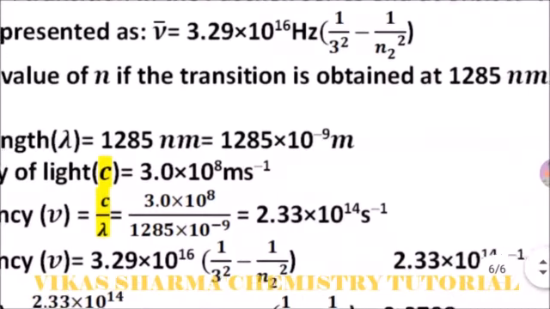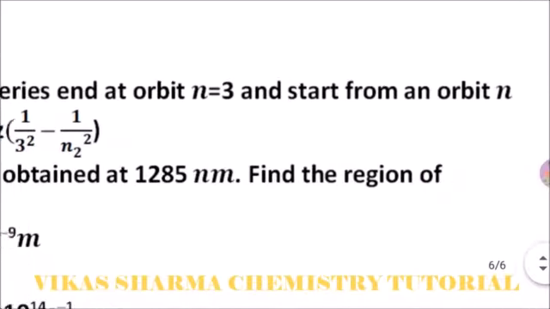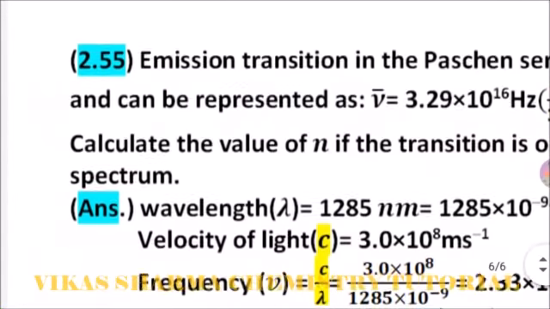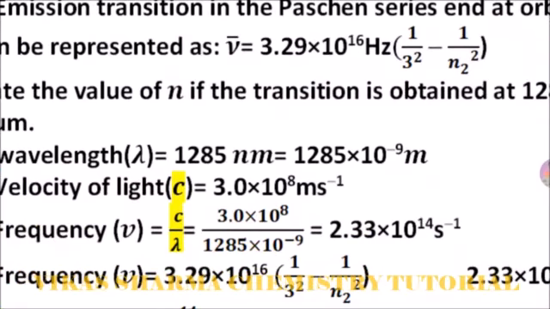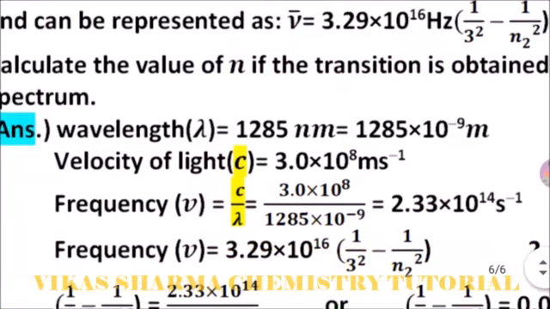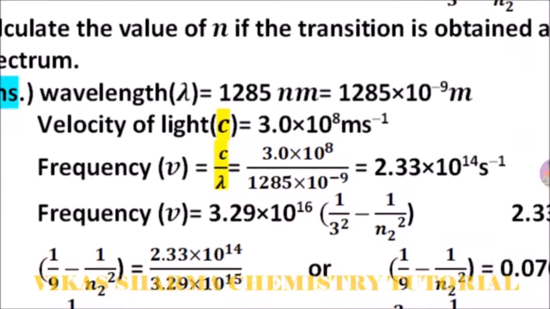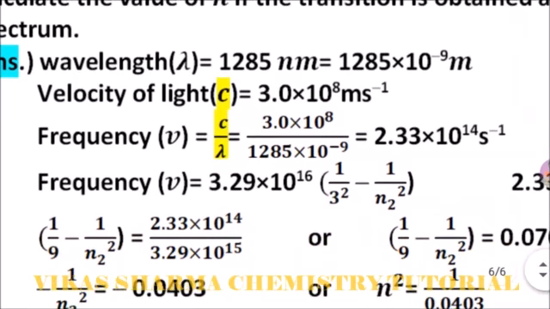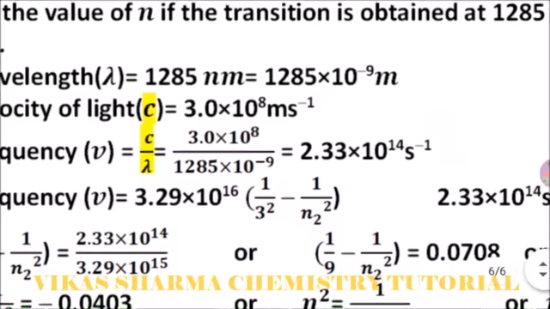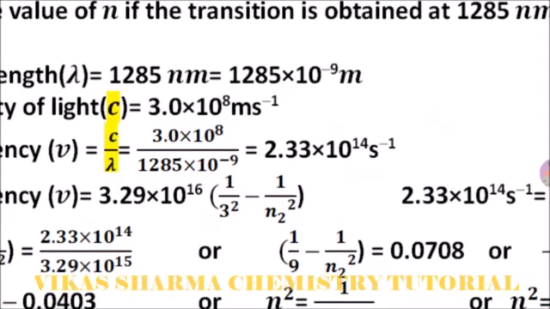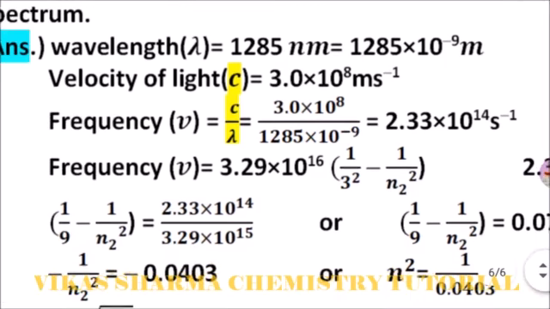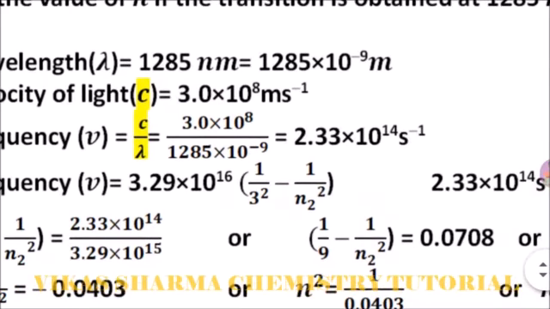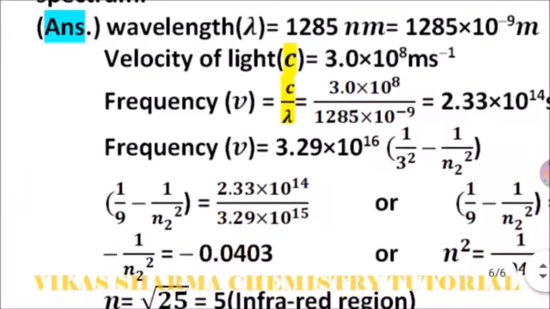So students, in this question the wavelength is given: 1285 nanometers. 1 nanometer is equal to 10 to the power minus 9 meter, so we change the value. The velocity of light we know is 3.0 into 10 to the power 8 meter per second. The formula to calculate frequency is c, the velocity of light, divided by the wavelength. So 3.0 into 10 to the power 8 divided by 1285 into 10 to the power minus 9. The frequency is 2.33 into 10 to the power 14 per second.